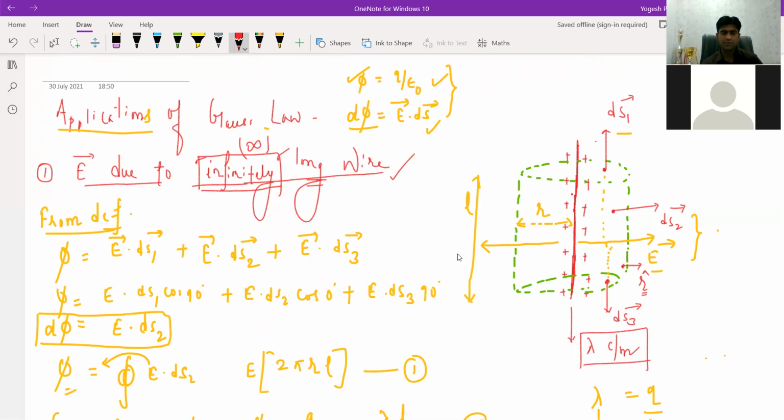For homework, you need to derive Coulomb's law from Gauss law. Just try it and then we'll discuss it in the next class.